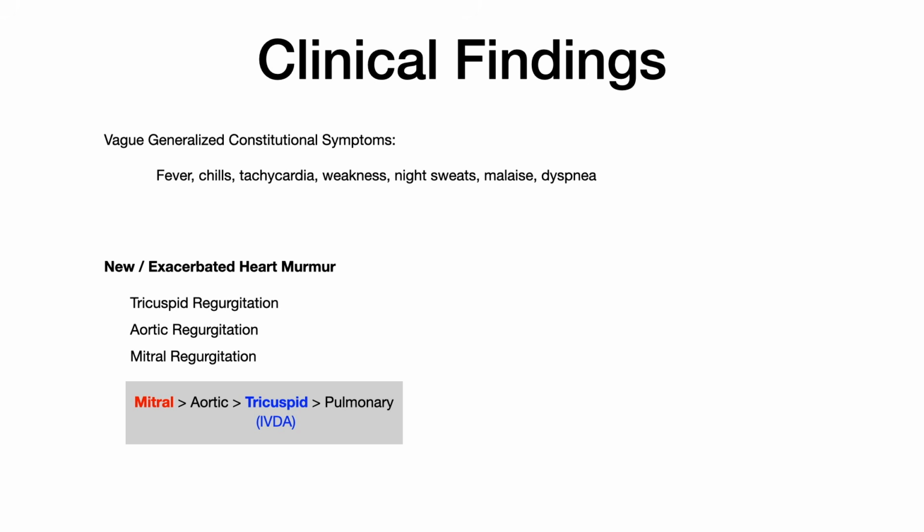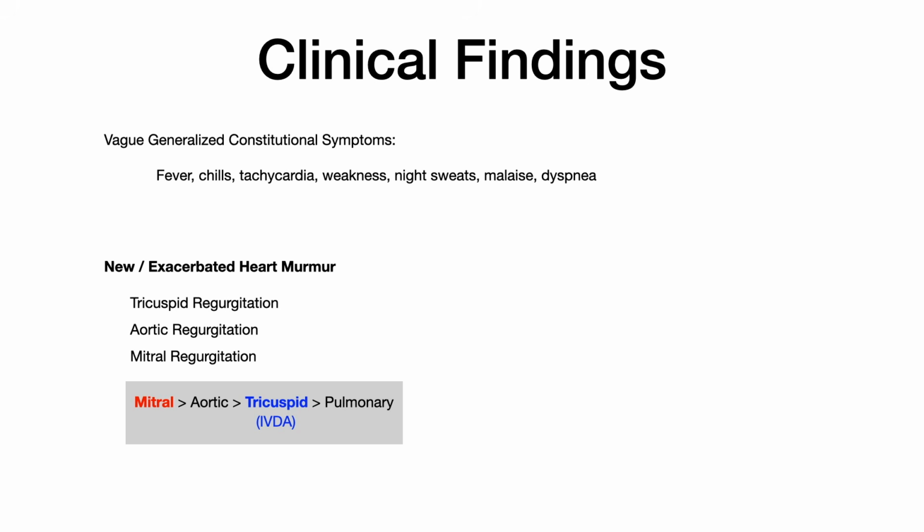Where you're going to seal the diagnosis is going to be all the associated findings and all of the extracardiac symptoms and syndromes that they'll give you. The one that really would suggest that you're probably dealing with infective endocarditis is that they're either going to give you a new murmur or an exacerbation of a pre-existing murmur. This could typically be tricuspid regurgitation, aortic regurgitation, or mitral regurgitation.